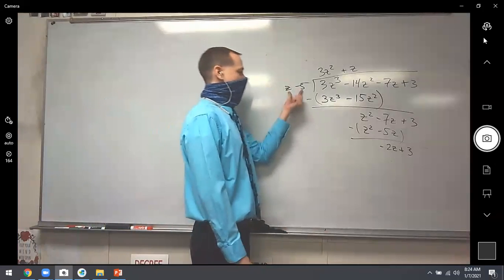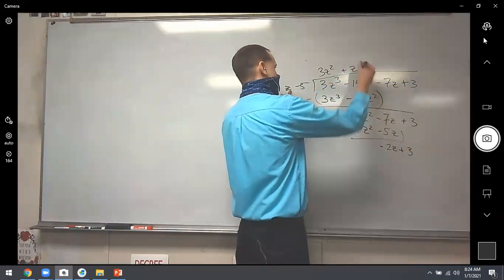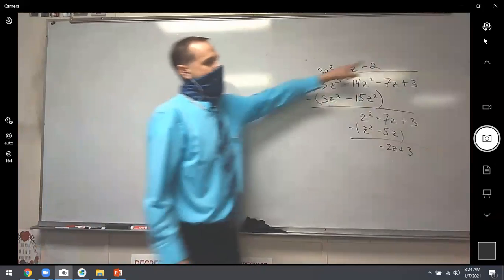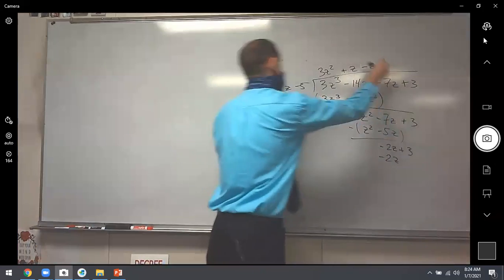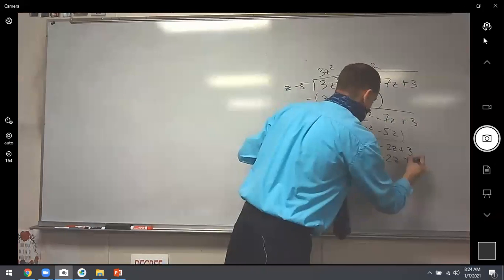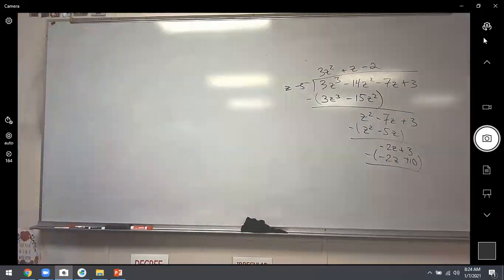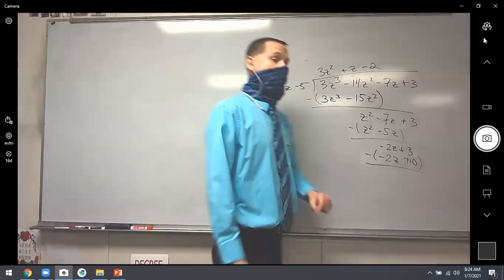Now I got to figure out how much this goes into this. Well, z times what is negative 2z? Clearly it's negative 2. Negative 2 times this expression, negative 2z. And negative 2 times negative 5 is positive 10. And whatever you pick, make sure you write it all out, put in parentheses, and subtract it. So this time we are going to have a remainder.